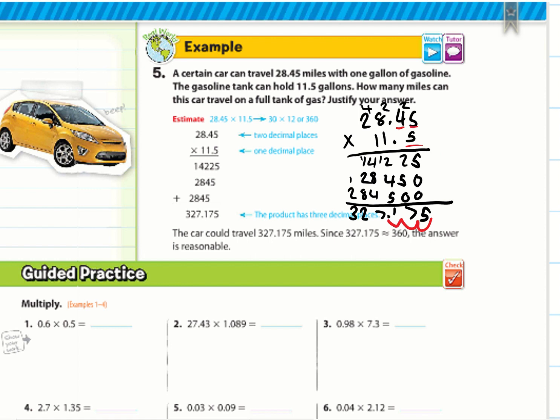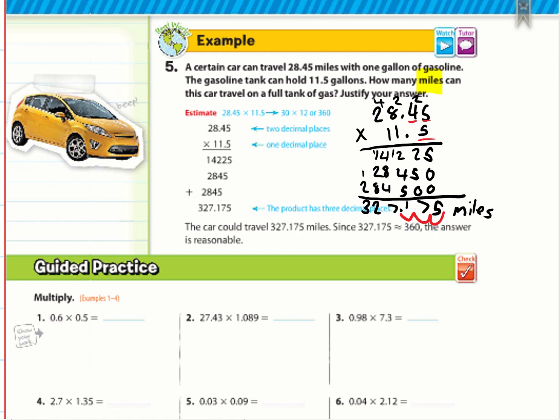This is a word problem. So what do we need? Units. So how many miles can this car travel on a full tank of gas? Since we're working with miles, we're going to say 327 and 1/75,000th miles. And that's the end of the lesson.